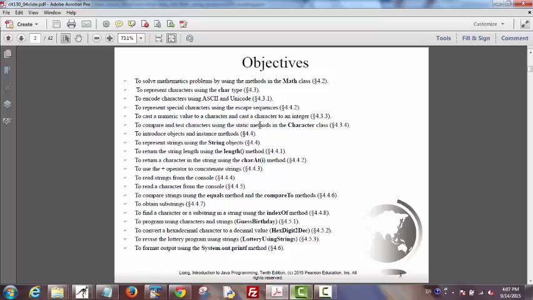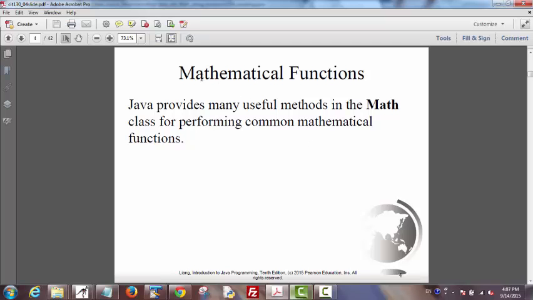And I'll also tell you a few items that we will skip because some of the material is beyond the scope of this class. But let's go ahead and start. The first thing we're going to start with is mathematical functions. Java gives you a whole bunch of math functions in a class called Math that allows you to take advantage of these functions so you don't have to write any extra code.